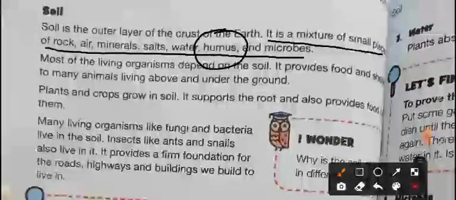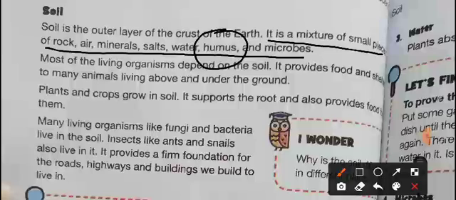Kindly underline this word and write on it. Humus is made of dead material. It is made of the dead plants or the dead animals. So write it down, underline the word humus and write down organic matter. Organic matter. And microbes mean microorganisms, germs.